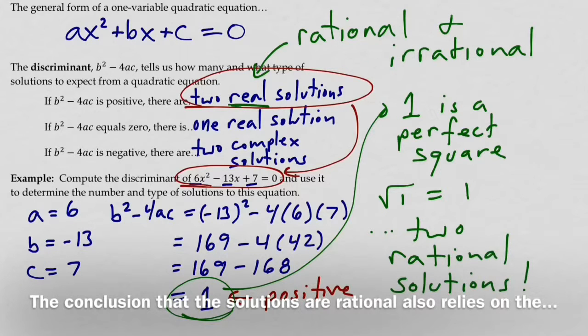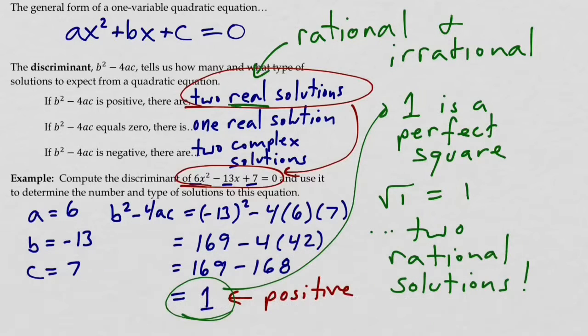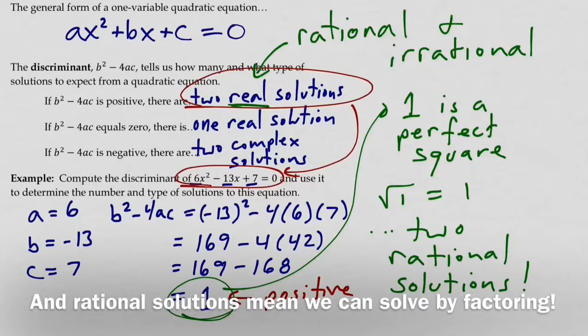So in addition to being able to use the discriminant to determine whether we end up with real or complex solutions and how many, if the discriminant is a positive real number that happens to also be a perfect square, we end up with rational solutions.